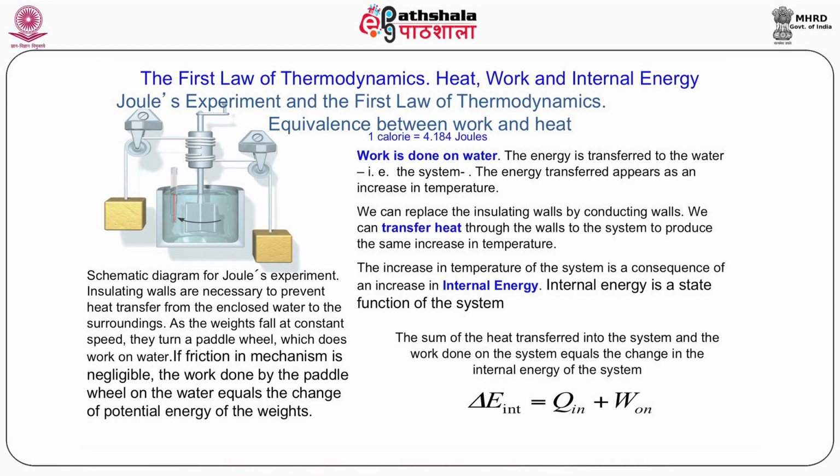Therefore, as the weights fall at constant speed, they turn the paddle wheel, which does work on the water. If the friction in the mechanism is negligible, we are assuming that there is no frictional force, but nevertheless there will be some. The work done by the paddle wheel on the water equals the change in the potential energy of the weights.